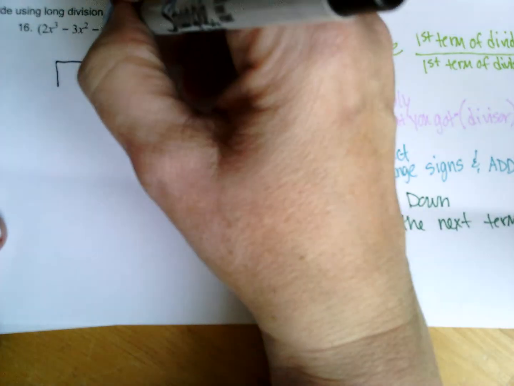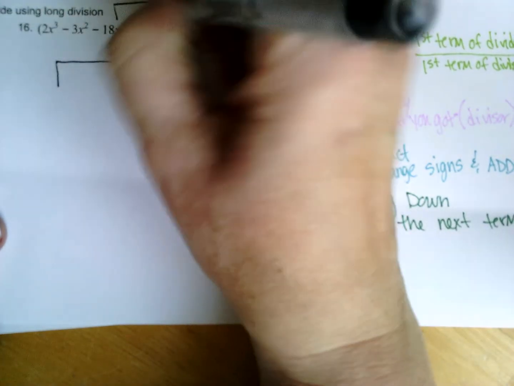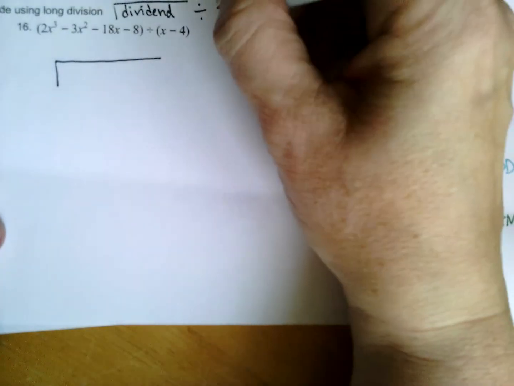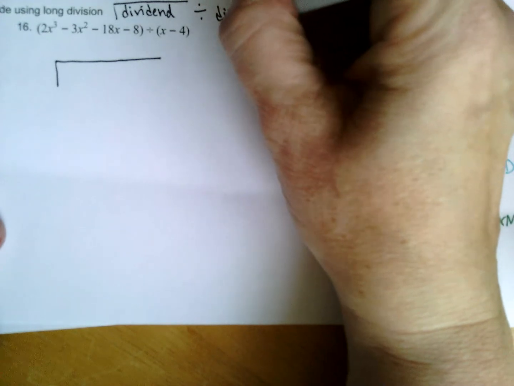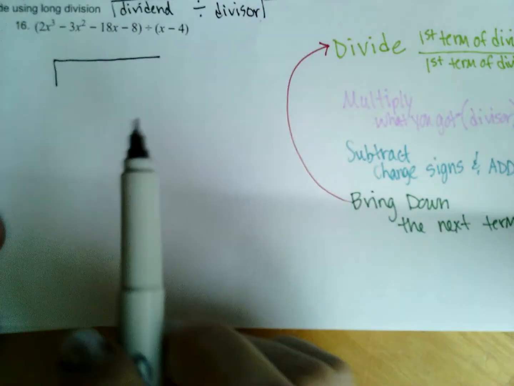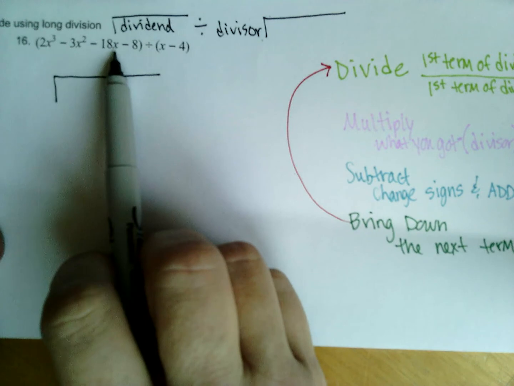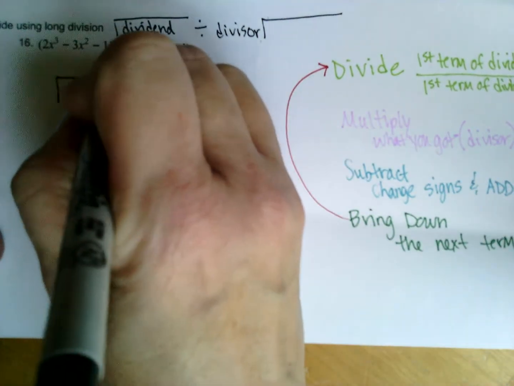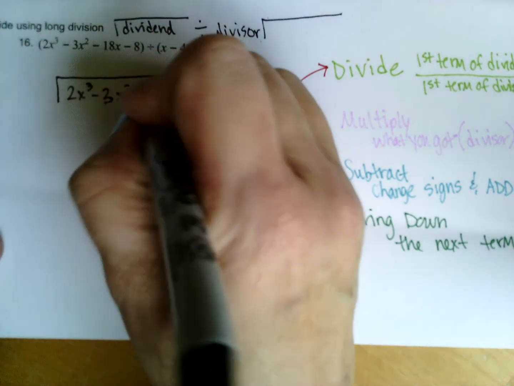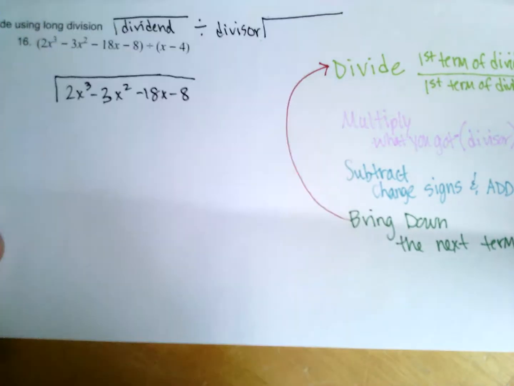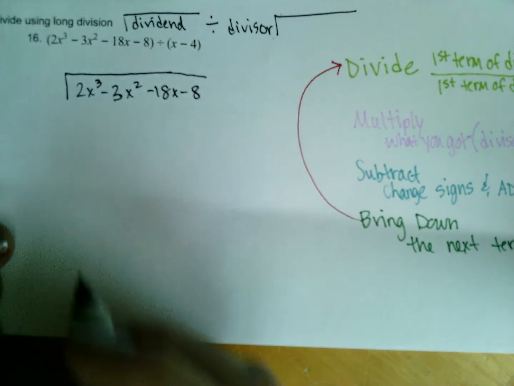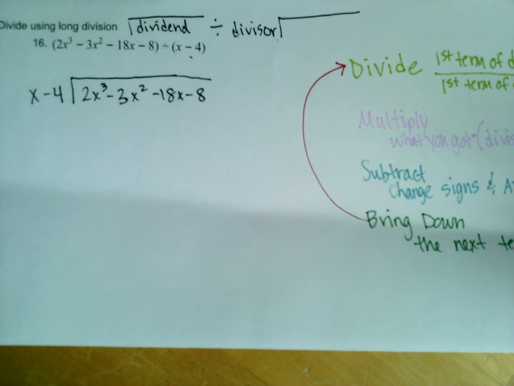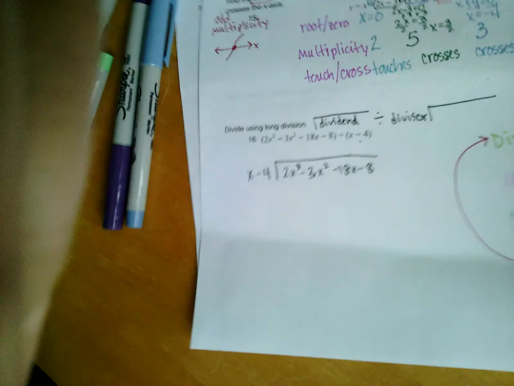So the dividend goes first, and then we divide by the divisor that goes outside. A division problem is written in that order: the dividend, which goes inside, divided by the divisor, which goes outside. So we're going to have 2x cubed minus 3x squared minus 18x minus 8 in our dividend. Our divisor is this x minus 4. And now we are ready to do our long division steps.